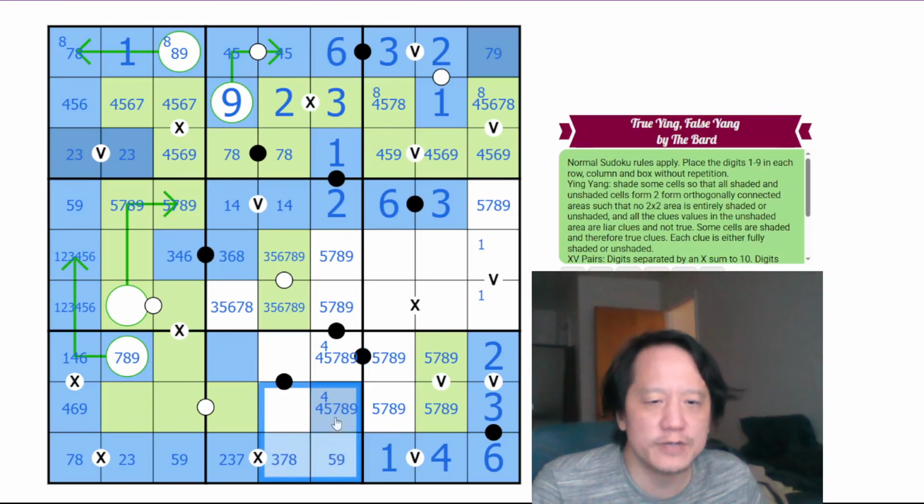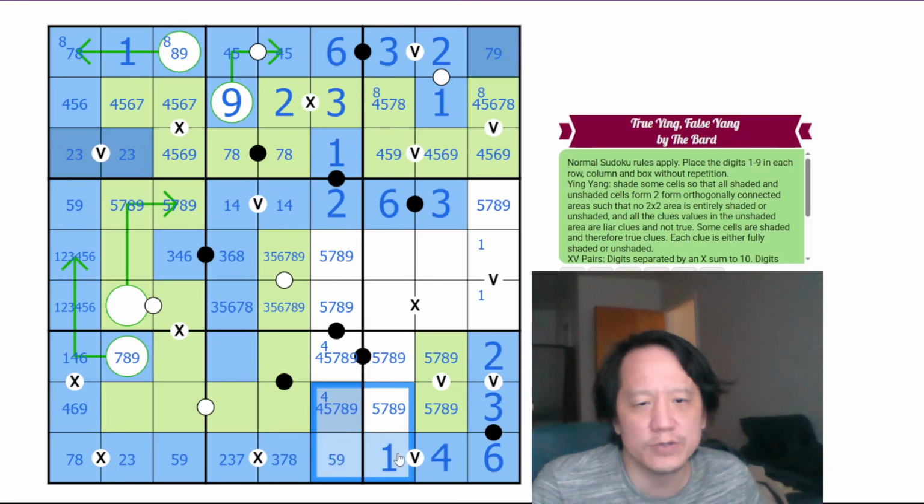We have a 2x2 area that's all blue here, so this cannot be blue. This must be green. That must mean this is green also. So that connects up. This cell must be orthogonally connected to the rest of the blue, so it can only connect that way.